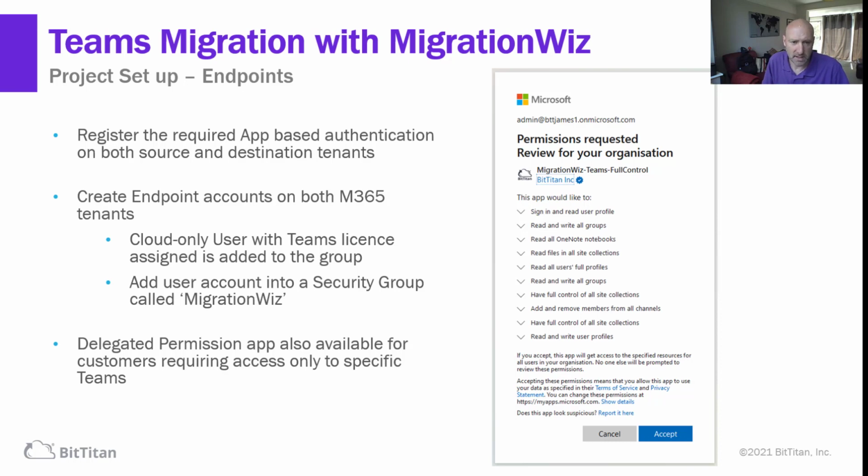This provides a secure connection to allow MigrationWiz to then access the data, read the data from the source, and write to the destination. Then to actually create the endpoint account, you just literally create a cloud-only user with a Teams license attached to it, and then you add that into a security group called MigrationWiz. And that user is used as the endpoint admin within MigrationWiz, which will then bind to the app-based auth that you've already registered in your tenant, which allows connection to read and write the data.